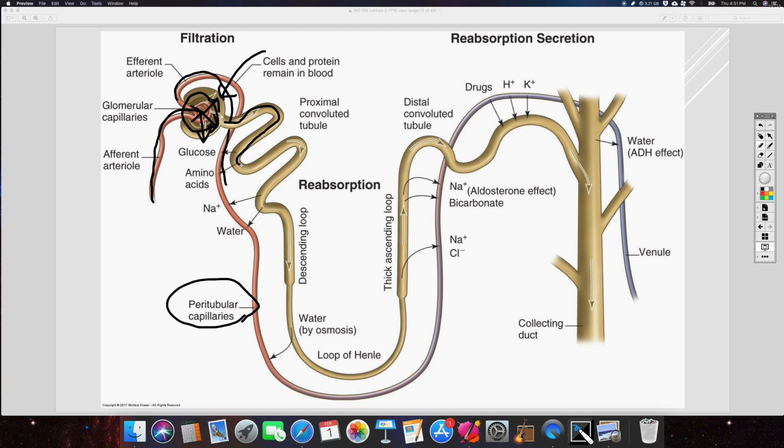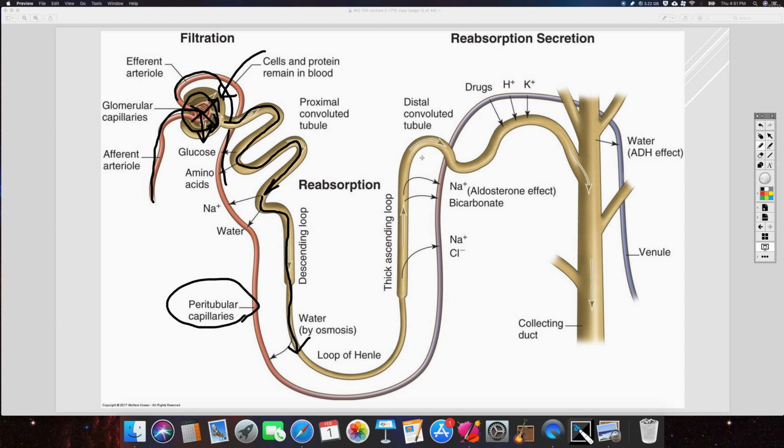the proximal convoluted tubule, and this is where the body will basically reabsorb things like water and sodium, also glucose and amino acids. After the proximal convoluted tubule, we have the loop of Henle, and here we have water reabsorption, sodium absorption, chloride absorption, bicarbonate absorption, a number of things.